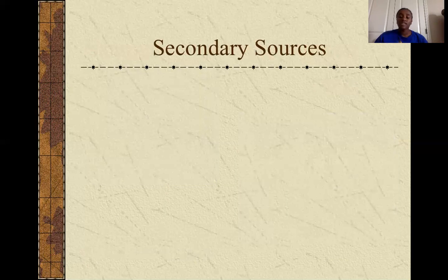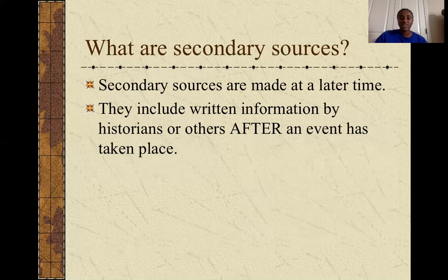All right, so secondary sources. As you can guess, primary sources are first-hand accounts. Secondary sources are second-hand accounts. Very good. All right, so secondary sources are made at a later time. They include written information by historians or others after the event has taken place. So it's usually people or historians who write about the event that happened.